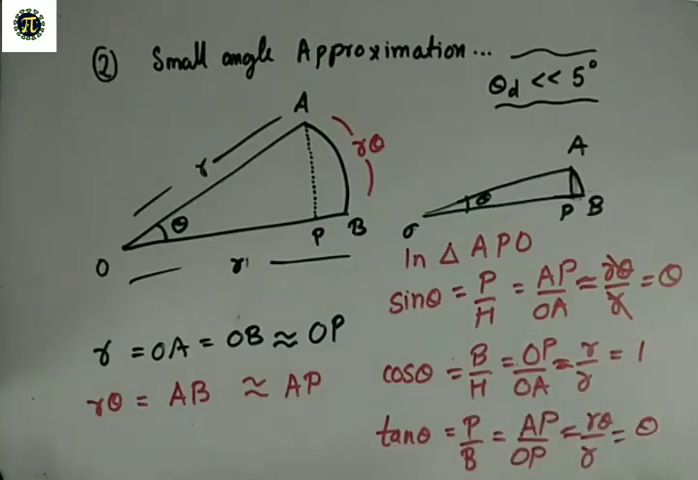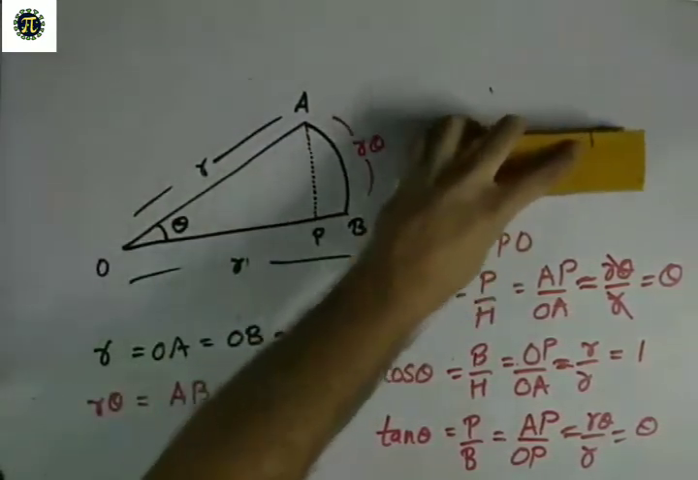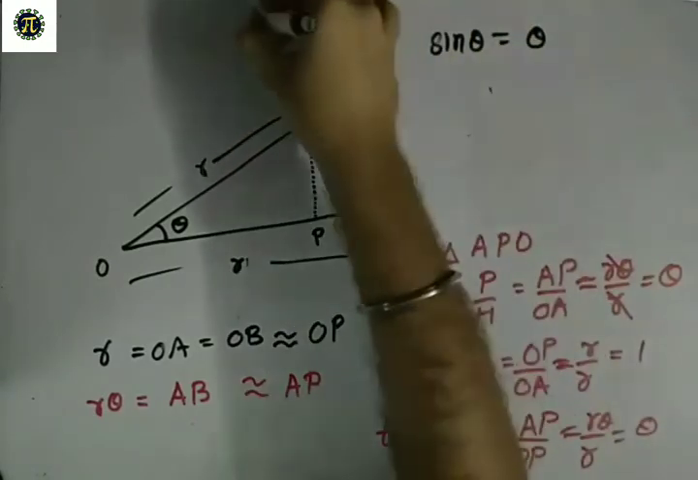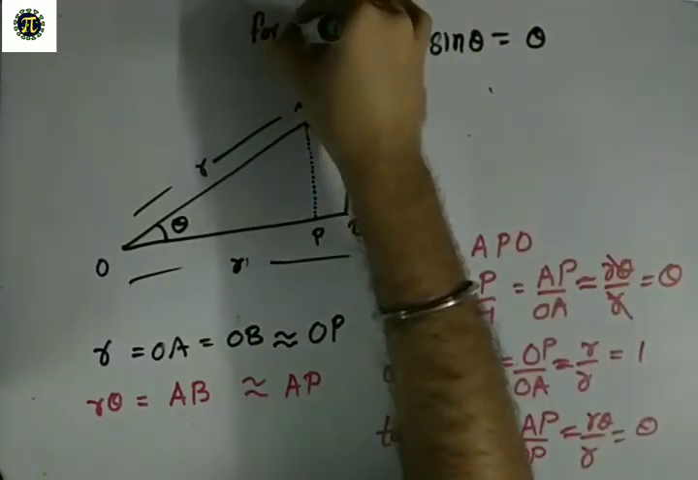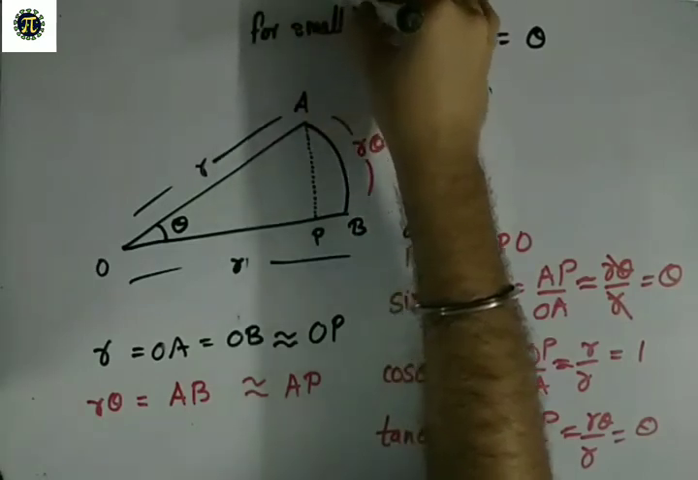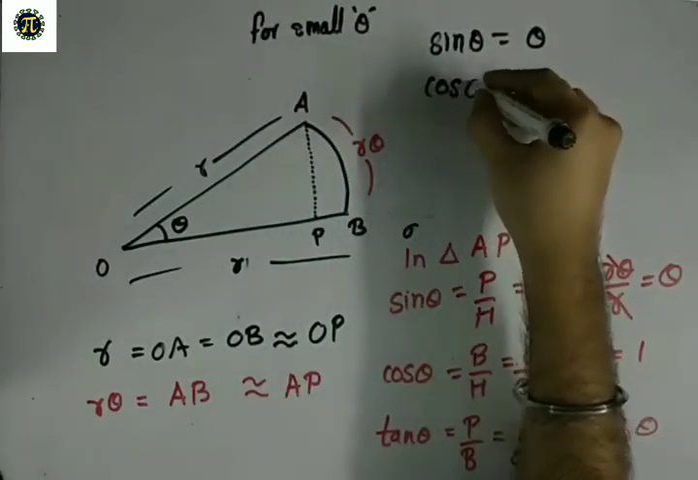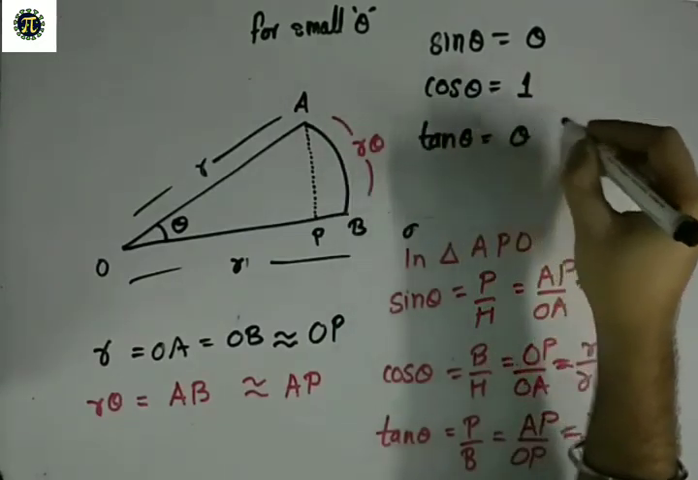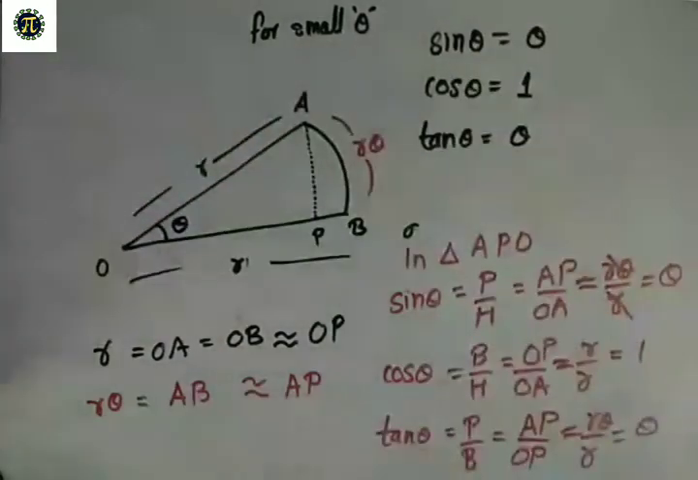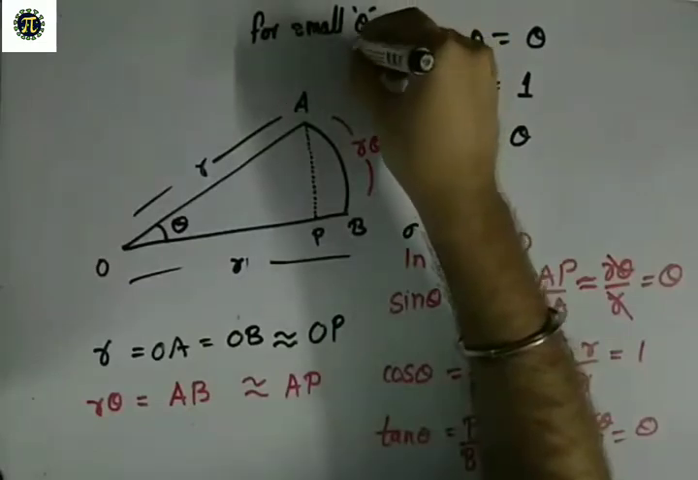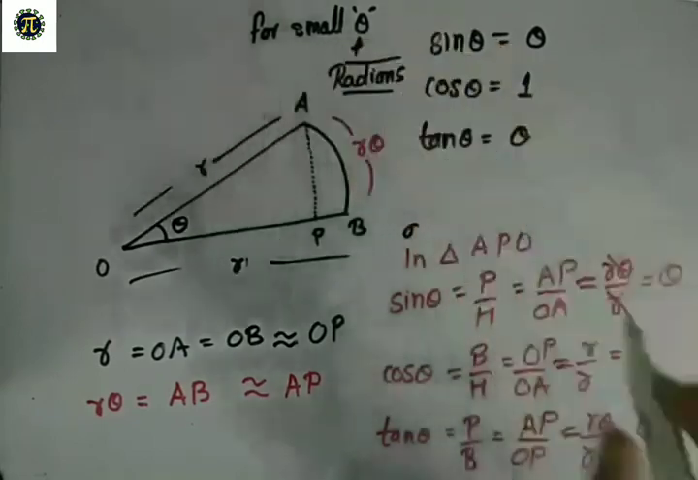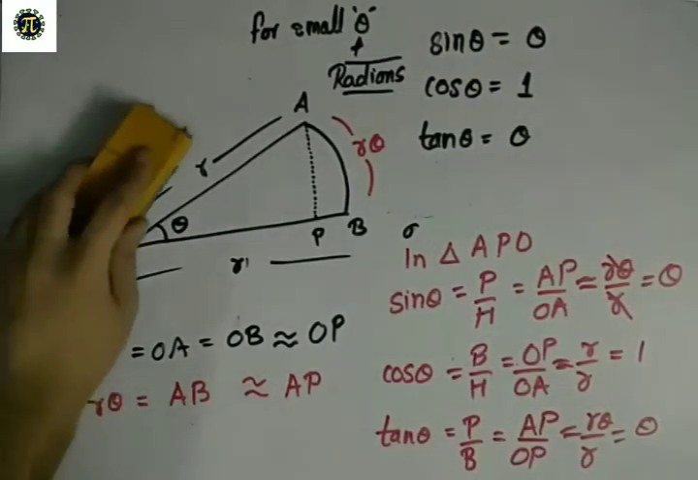So this is the small angle approximation actually, and what we want to say is: sine theta is equal to theta for small theta. Cos theta is 1 and tan theta is equal to theta. Please remember this theta is in radians. We will do some calculations in this lecture to check, and you will use a calculator also to check those values.